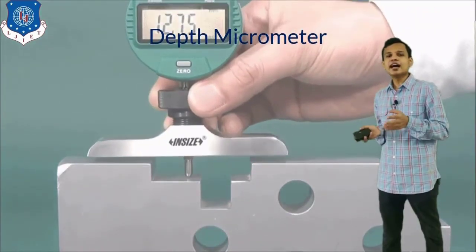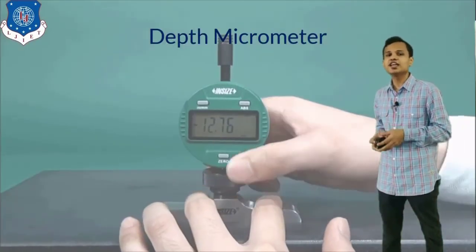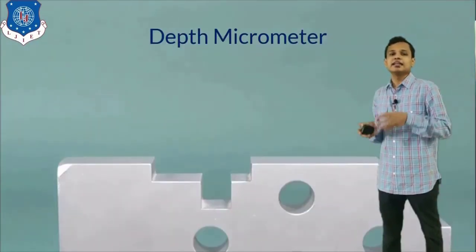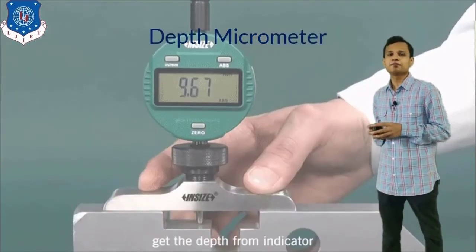So these are the instruments required to measure wear in the vehicle, right? In the next video we will see the measurements that are required for the speed.